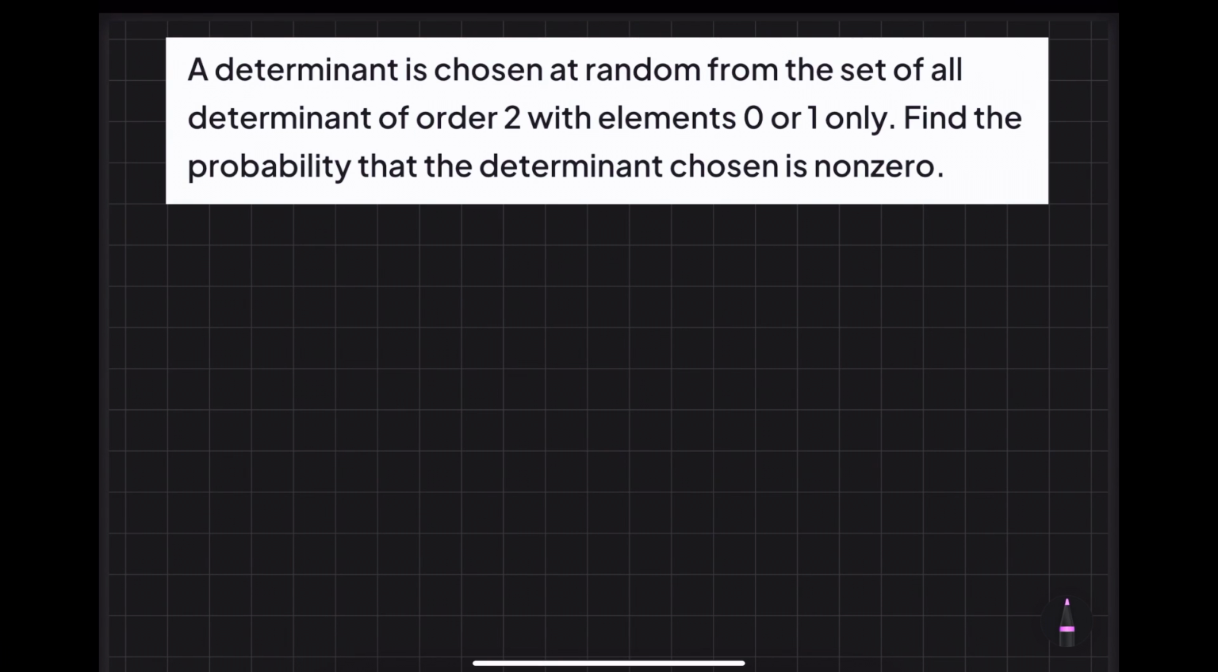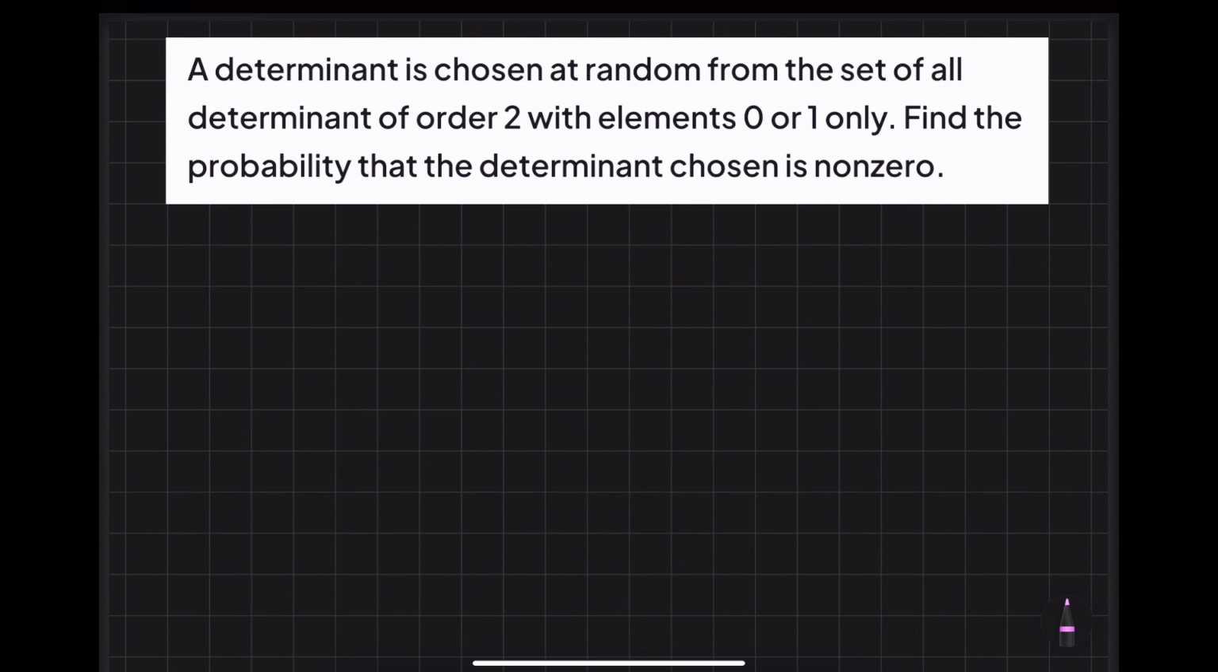So, we got a wholesome new problem which says a determinant is chosen at random from the set of all determinants of order 2 with elements 0 or 1. Find the probability that the determinant chosen is non-zero. So, the determinant cannot be equal to 0.